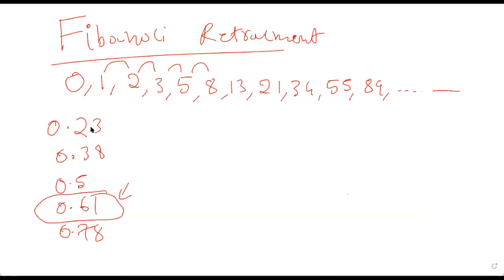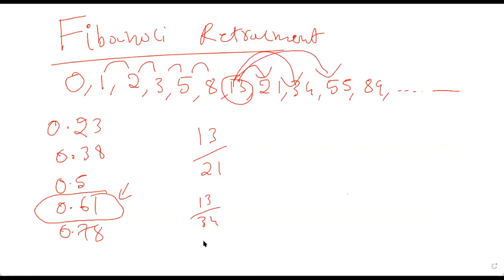How did we get these golden ratios? I'll take one number in the series. You take any number in the series and divide it by the next number, and you'll get one answer. You take the same number and divide it by the second number after it, you'll get one answer. You take the same number and divide it by the third number, you'll get one answer. So what is the answer you are getting here? 13 divided by 21, if you do, almost you are getting 0.61. So these are all the golden ratios you are getting.